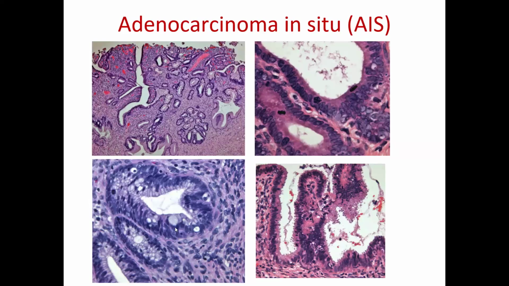More high power. Sometimes here are the apoptotic bodies. Here is your mitotic figure. Here are the pencilated nuclei. You have everything you want to see. And sometimes you start to see intestinal differentiation.